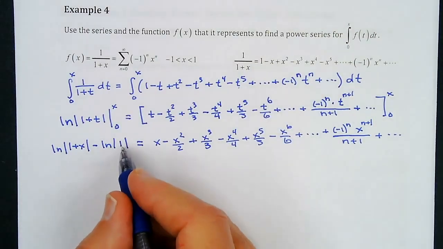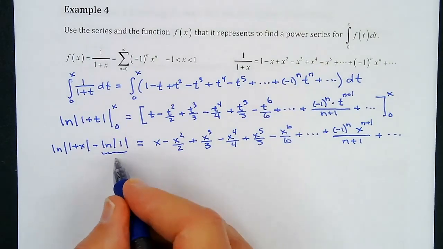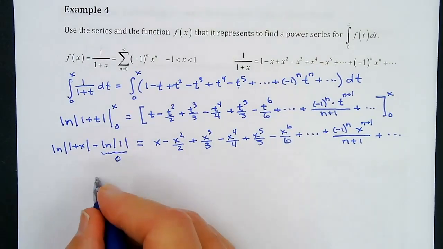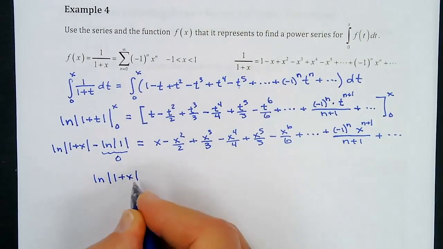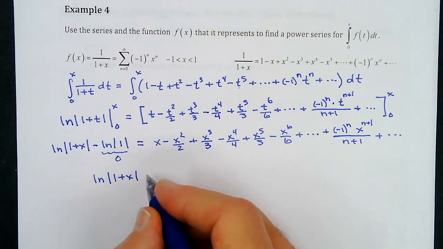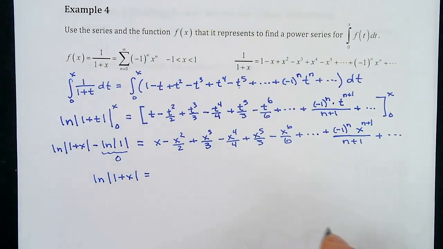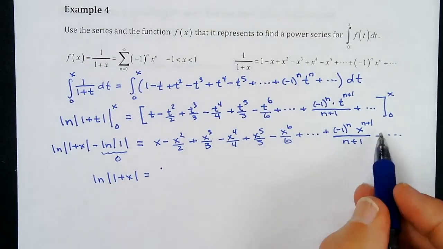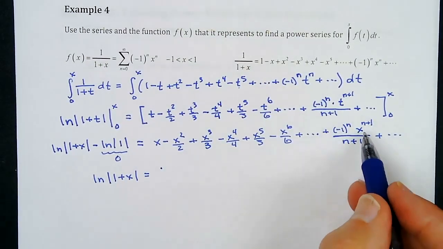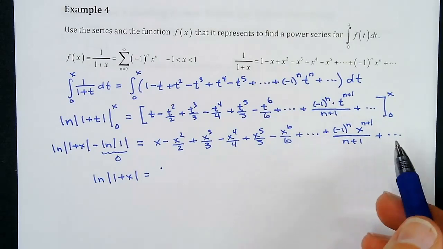Right here, natural log of 1, we should realize that's the same as natural log of e to the 0. So this is 0 right here. So this whole function becomes natural log of the absolute value of 1 plus x. And that function can be written as a series. In sigma notation, this is where this comes in really handy. This is the formula that we put into sigma notation.